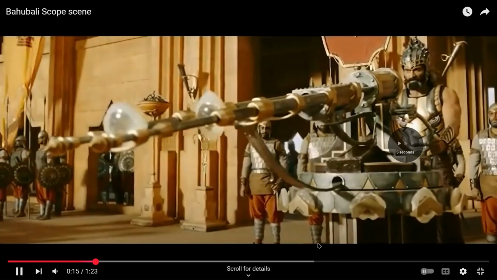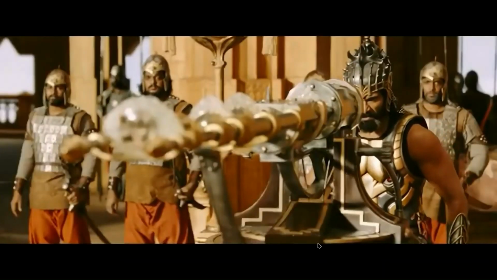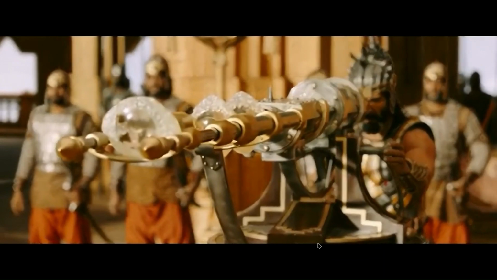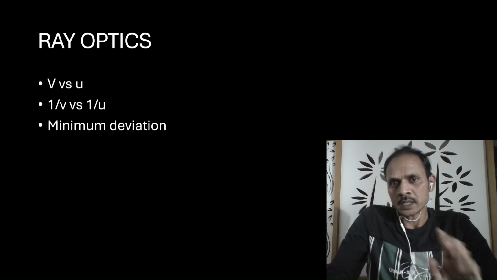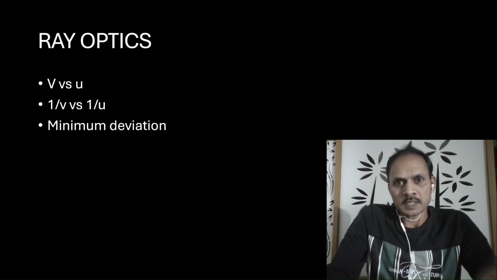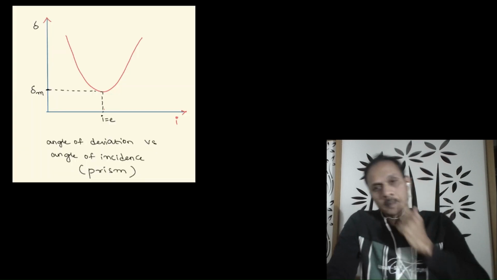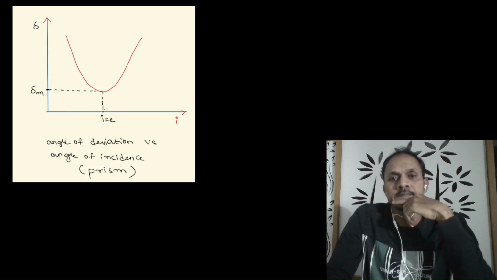Next, ray optics. In ray optics, V versus U, 1 by V versus 1 by U, you already did this in practicals. And the minimum deviation also is essential, prism diagram, correct?